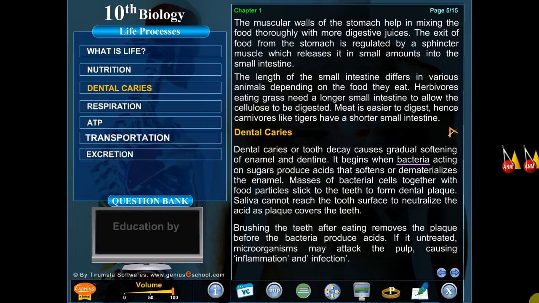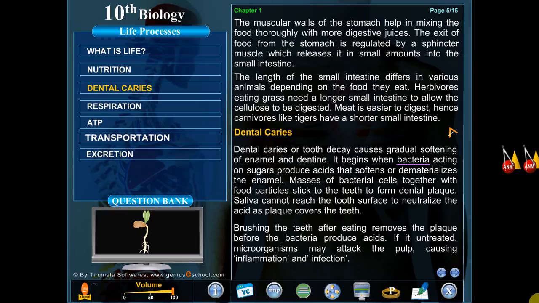Dental caries. Dental caries or tooth decay causes gradual softening of enamel and dentine. It begins when bacteria acting on sugars produce acids that soften or demineralize the enamel. Masses of bacteria cells together with food particles stick to the teeth to form dental plaque. Saliva cannot reach the tooth surface to neutralize the acid as plaque covers the teeth.